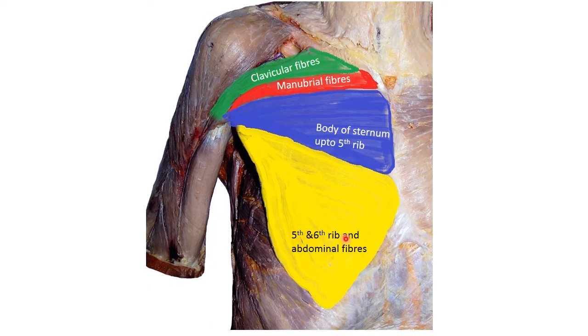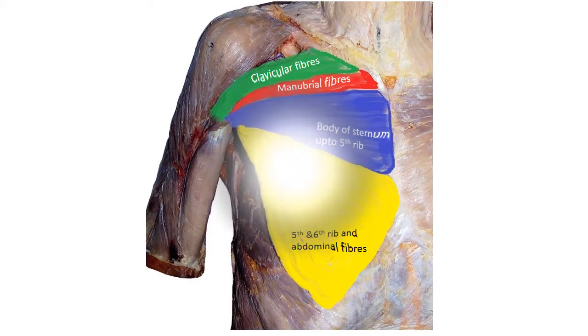So the fifth, sixth rib and abdominal fibers are called lower fibers. The fibers which are extending up to the fifth rib are called deep fibers. Then manubrial fibers are called intermediate fibers. Clavicular fibers are called superficial fibers. Now, where these fibers are getting inserted, let us discuss it.